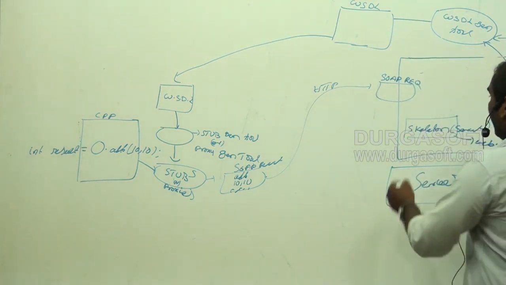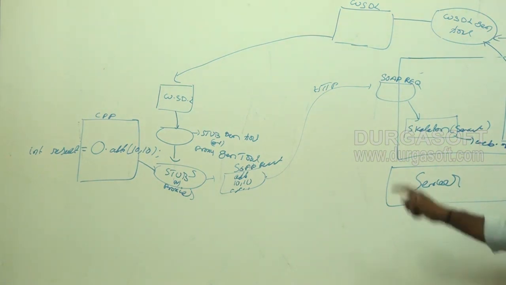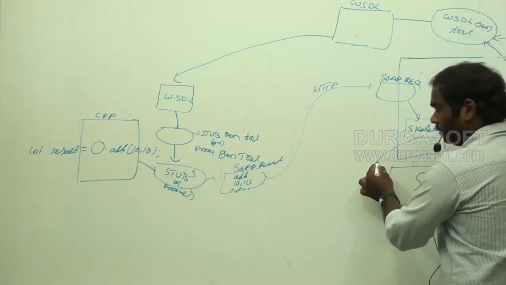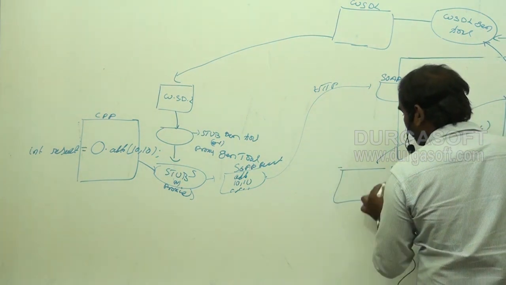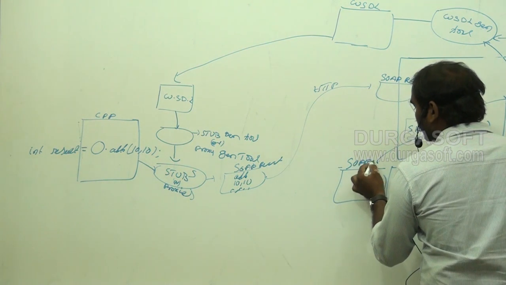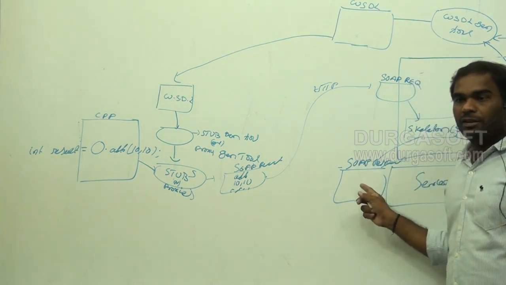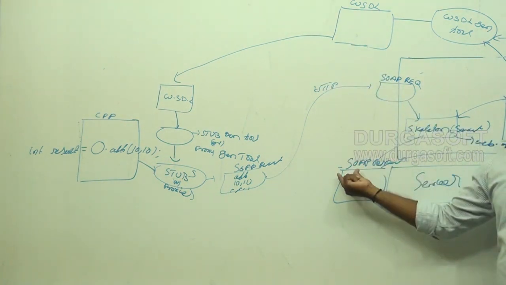Understand? So what this skeleton will do, it will read this XML document and it will get the name of the method and everything here. Now it will create this object. It will invoke the client requested method on this object and it will get the return value. And again it will prepare the SOAP response. Why can we say that it's a SOAP response here? Because skeleton will use the SOAP tags to prepare this XML document.